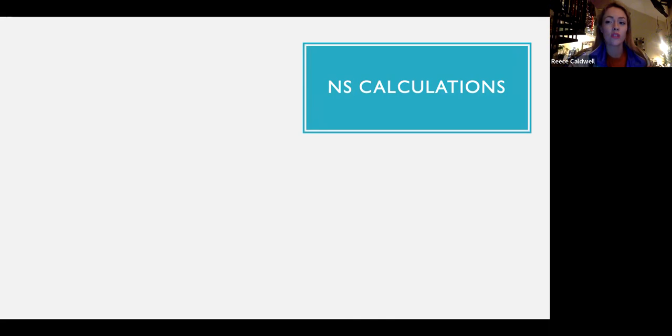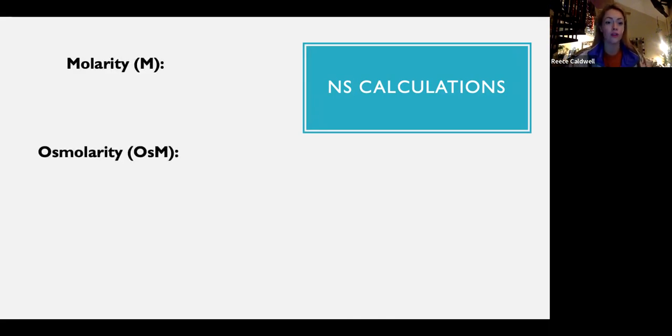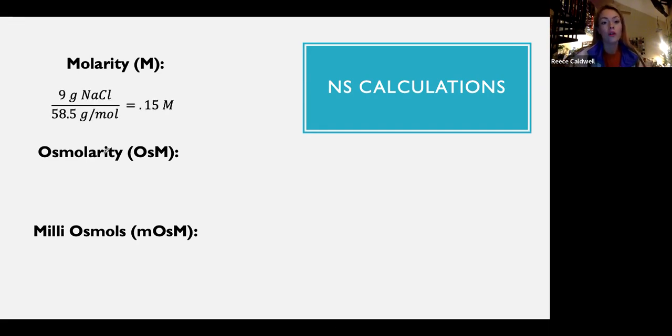And to do so, we use a 3-step process. First, we solve for molarity, then we solve for osmolarity, and then we convert our osmoles into milliosmoles. So let's begin. So when solving for molarity, we're going to take that 9 grams of sodium chloride, and because that's in 1 liter of water, we're going to divide it by that molar mass that we looked at the beginning, that 58.5 grams per mole. Again, that's the molar mass for sodium chloride.